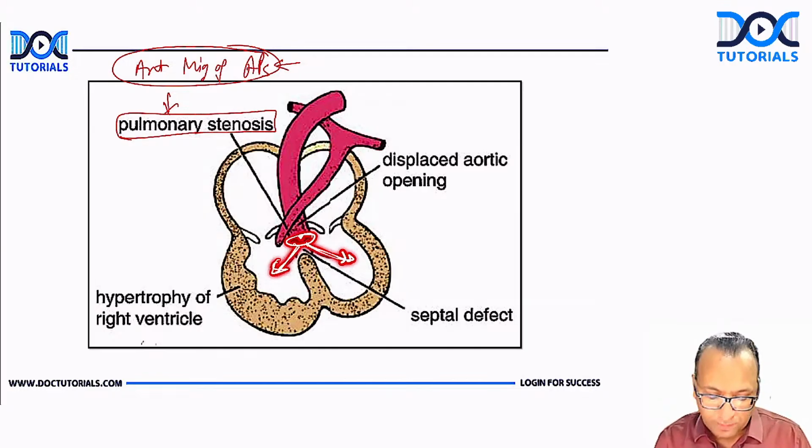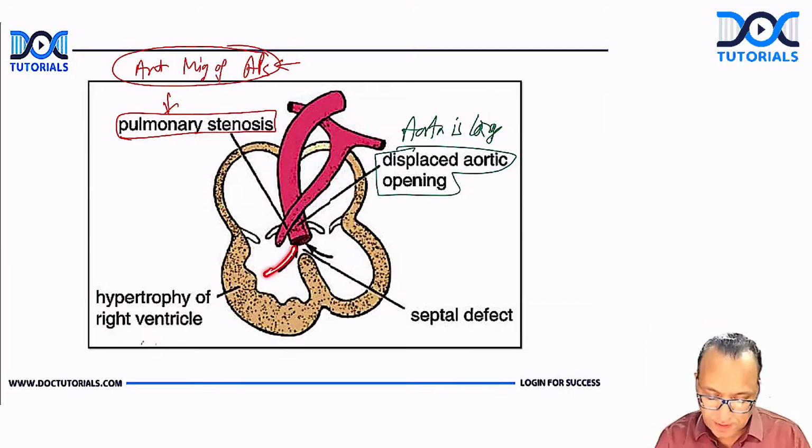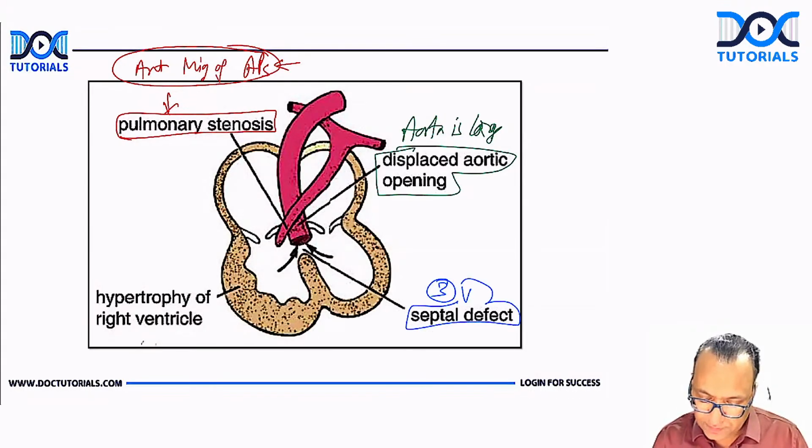It is so large that it is overriding the interventricular septum. Because the aorta is large now, it is overriding the interventricular septum. It is opening into both chambers, the right ventricle as well as the left ventricle. The left ventricle is sending blood into the aorta, and the right ventricle is sending blood into the aorta. What will happen now? Number 3, a ventricular septal defect. Why is there a ventricular septal defect? Because of the overriding aorta. Normally the aorta should open here, but if the aorta is opening here also, you are creating a ventricular septal defect.